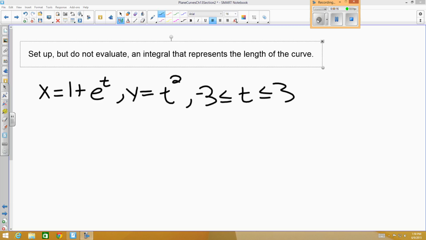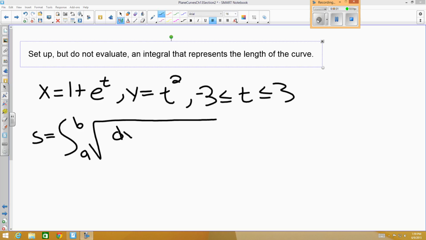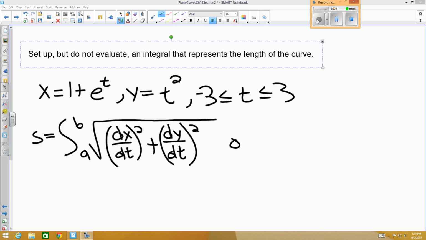We have a set of parametric equations, and to find the length of the curve in parametric form, we apply this integral formula. The integral from a to b, square root dx dt squared plus dy dt squared dt.